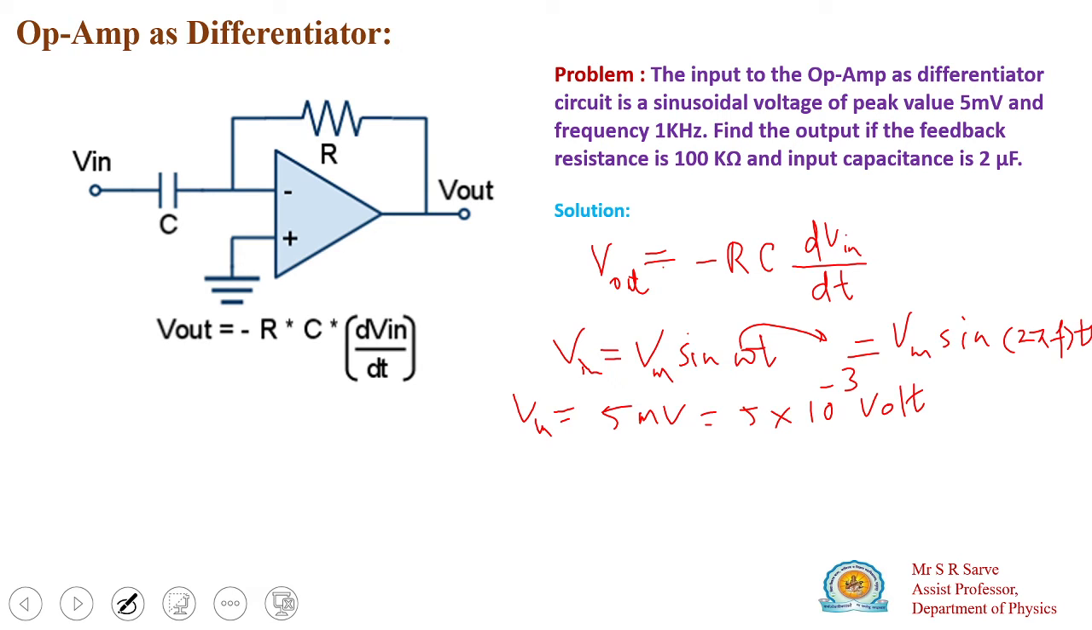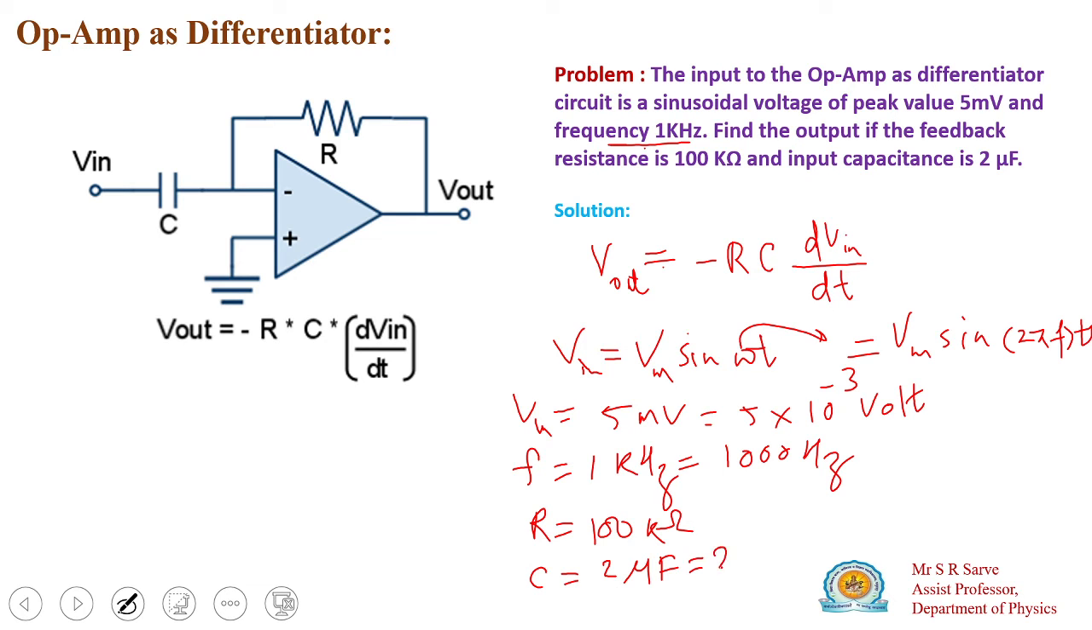So what is the frequency? The frequency is 1 kilohertz. Okay, so f is equal to 1 kilohertz. So 1 kilohertz means it is 1000 hertz. Okay, and what is the value of resistance given? The value of resistance is 100 kilo ohm. And what is the capacitance? Capacitance is 2 microfarad. 2 microfarad means 2 into 10 to the power minus 6 farad. Micro means 10 to the power minus 6.